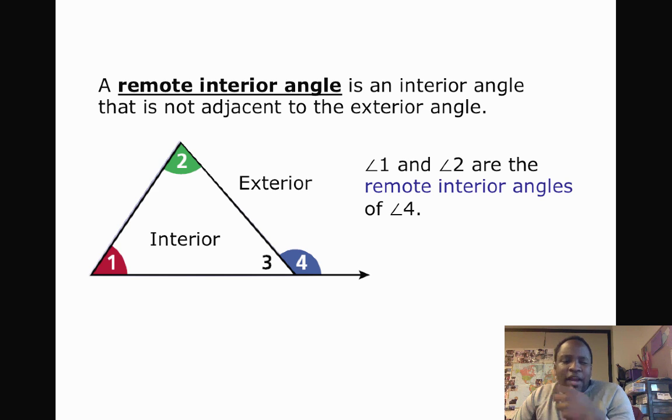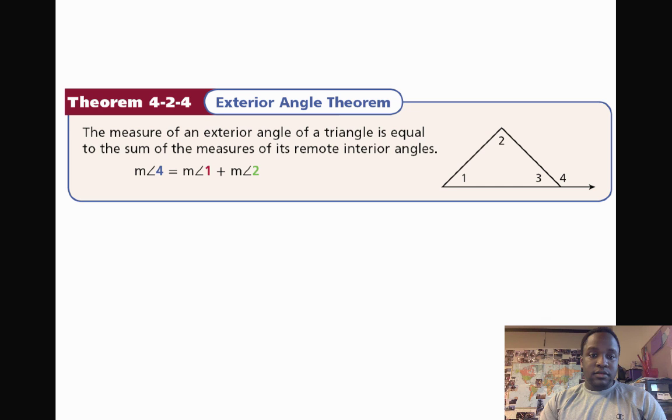And so the way that I remember remote, it's kind of like a remote island. It's like far away from civilization. Well, these remote interior angles are far away from the exterior angle, angle 4 in this case. So that brings us to our second theorem for angle relationships, exterior angles theorem. So when I was growing up, I called it remote interior angles theorem. I thought that was just a cooler name, but you can call it either exterior angles theorem or remote interior angles theorem. I will accept both of them.